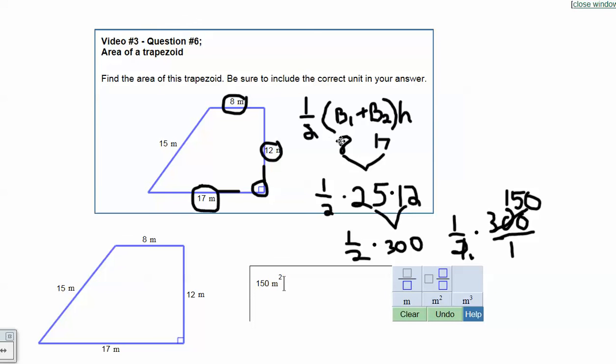So this formula will help you solve every problem that's the area of a trapezoid. 1/2 times base 1 plus base 2 times the height. Always remember to add the two bases first. And that is how you solve the area of a trapezoid.